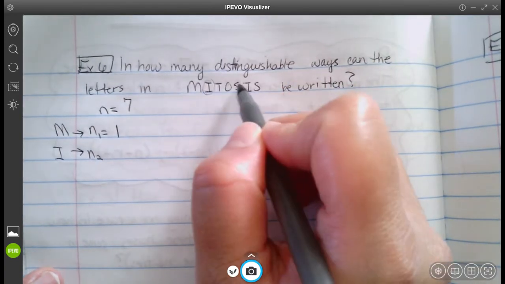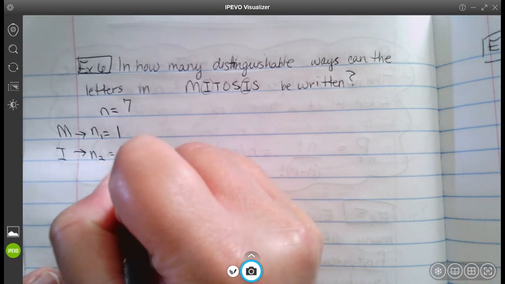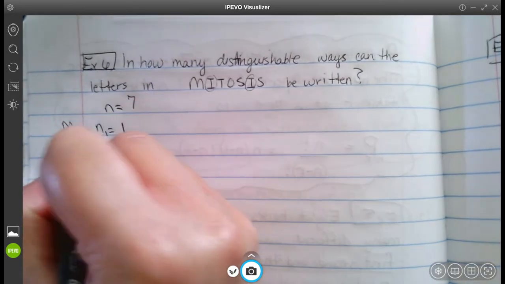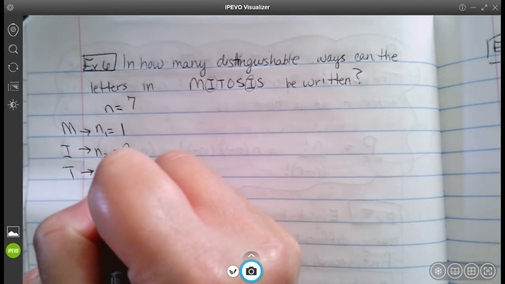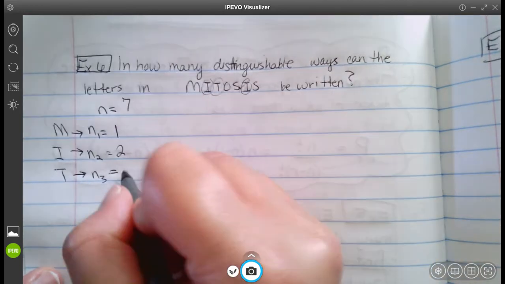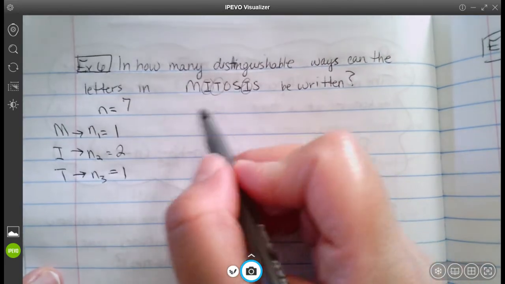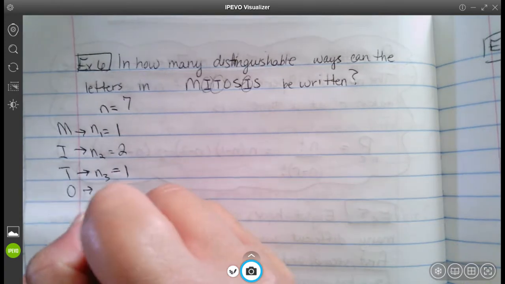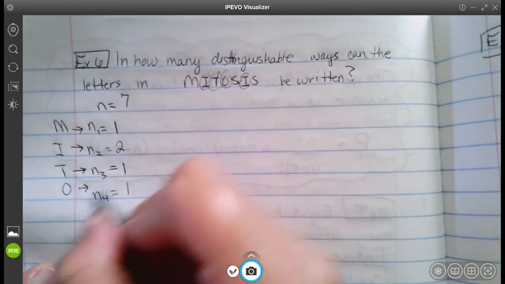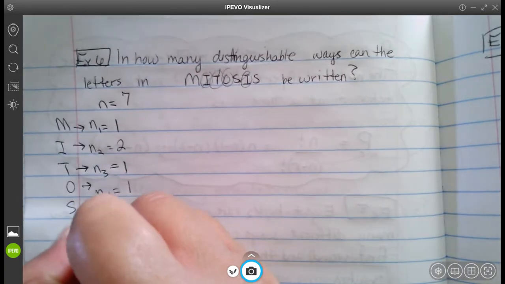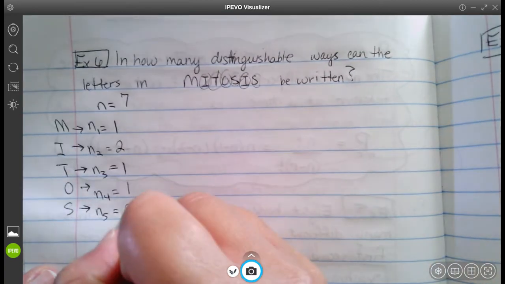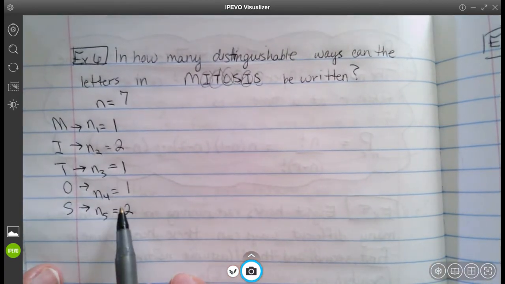I'm going to circle as we go. So we have n2 is going to be 2. This event happens twice. We have 2 I's in there. The letter T is next, so that would be n3. And that one is only, let's cross those out, that's only 1 time, so 1. Then we have the letter O, that would be n4. And the letter O only happens 1 time also. We have the letter S, which would be n5. And that one happens 2 times.